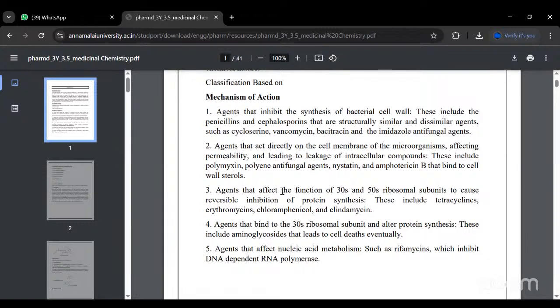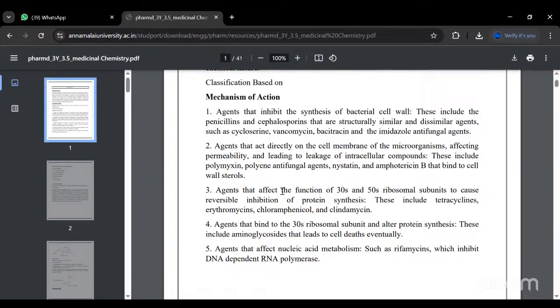Again, the second thing: agents that act directly on the cell membrane of the microorganism, affecting permeability and leading to leakage of intracellular components. These include polymyxin, polyene antifungal agents, nystatin, and amphotericin B that bind to cell wall sterols.